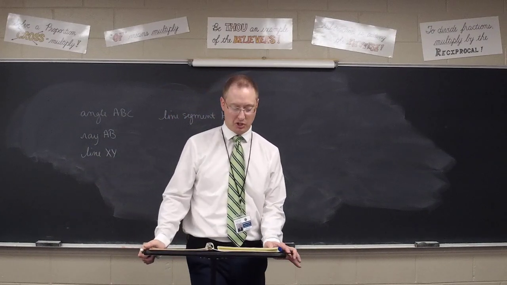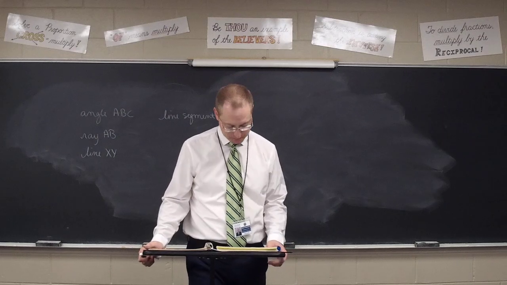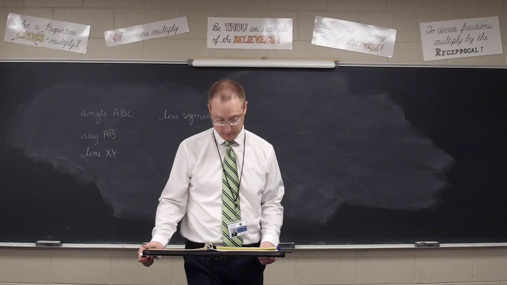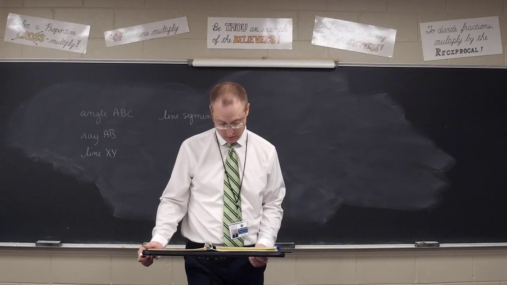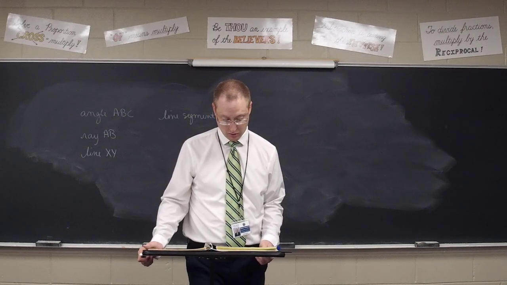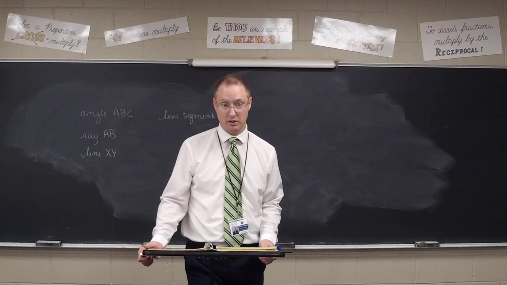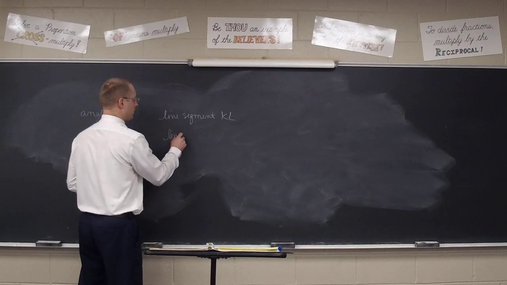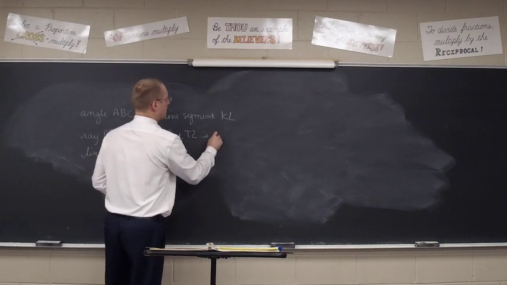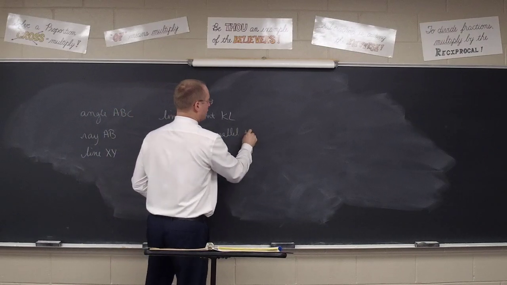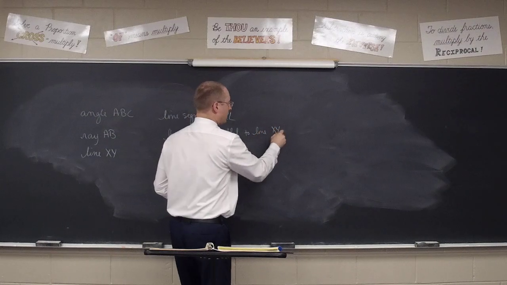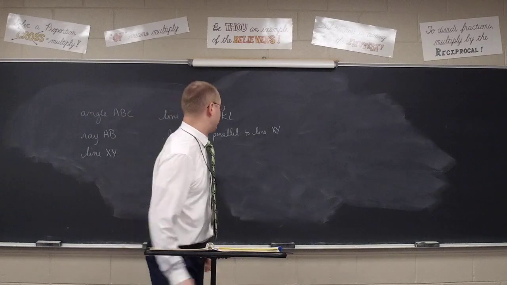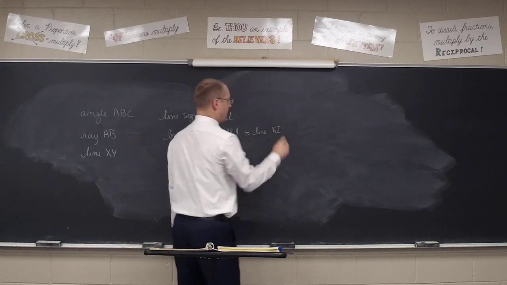Number 5. Ooh, what are they telling us? There's a lot to unpack here in number 5. Ben? Parallel lines. Which 2 lines are parallel? What are the 2 lines? TZ and XY. Good. So we could say then that line TZ is parallel to line XY. Does that make sense?